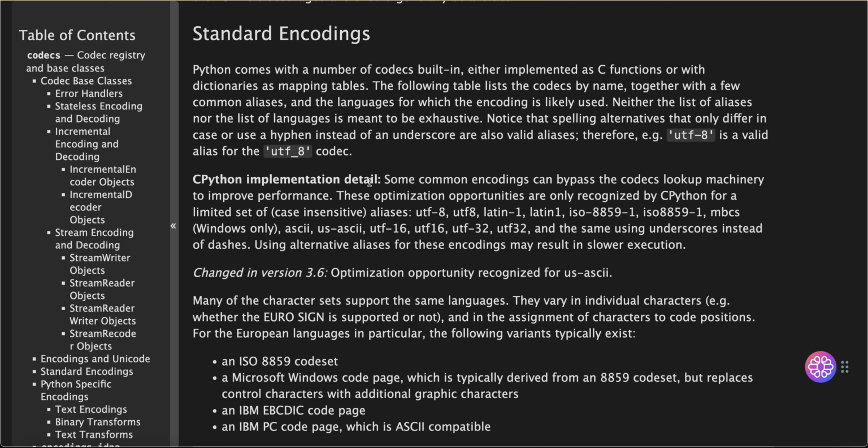See Python implementation detail: some common encodings can bypass the codec lookup machinery to improve performance. These optimization opportunities are only recognized by CPython for a limited set of case-insensitive aliases: utf-8, utf8, latin-1, latin1, iso-8859-1, iso8859-1, mbcs (Windows only), ascii, us-ascii, utf-16, utf16, utf-32, utf32, and the same using underscores instead of dashes. Using alternative aliases for these encodings may result in slower execution.